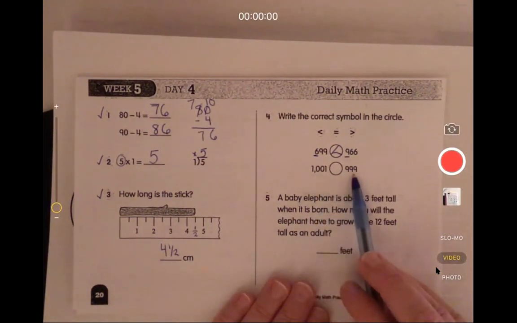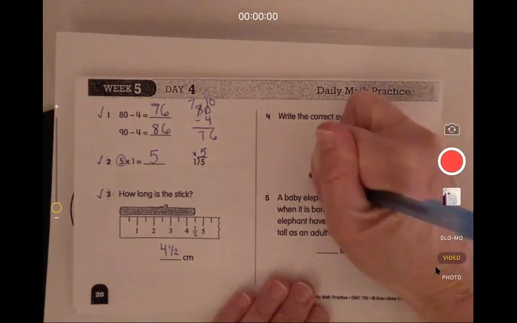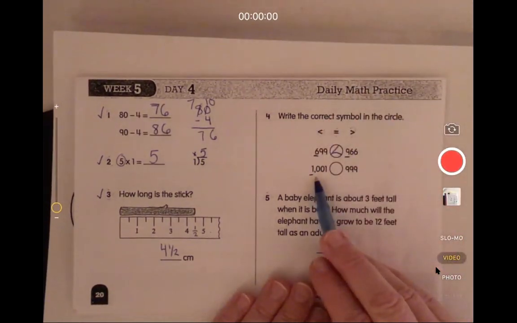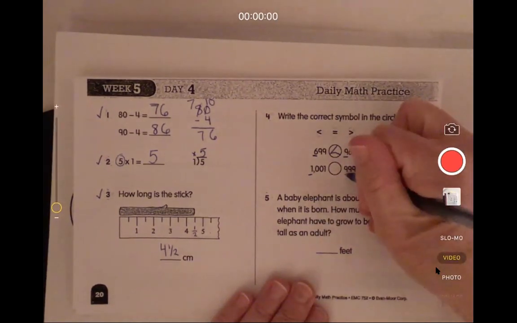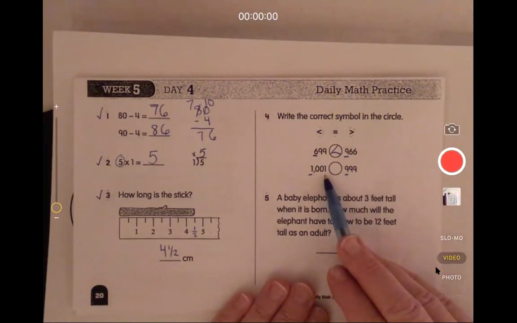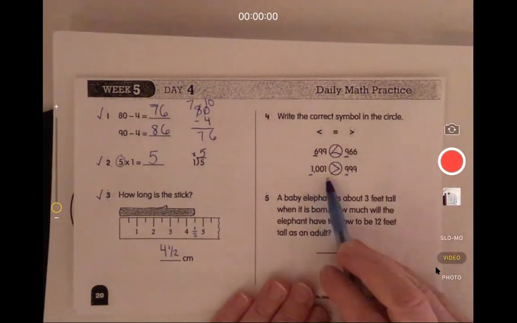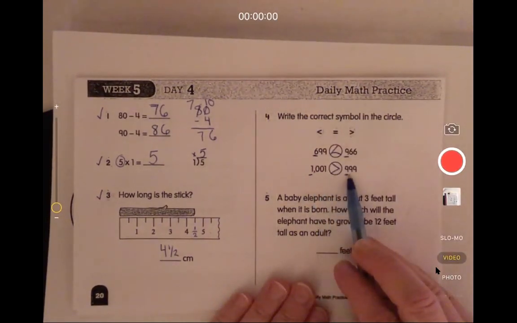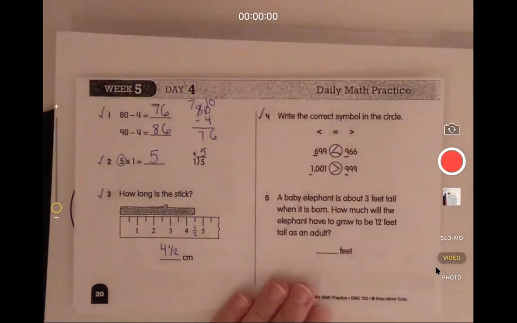Okay, let's look at the next one. 1001 and 999. I already noticed something. The number on the left, it has an extra digit. It has 4 digits. That means it goes into the thousands place. The number on the right only has 3 digits. It only goes into the hundreds. I know 4 digits, thousands, are bigger than hundreds. So 1001 is greater than 999. Okay? Give yourself a mark for that.